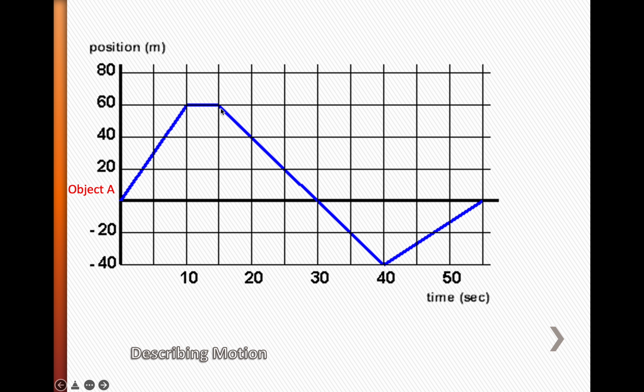So our change in position is negative 100 meters. That's negative 40 minus 60. And all that is divided by 25 seconds. Why? Because I start this interval at 15 seconds and I end at 40 seconds. So I could use that to calculate the velocity. And here I would have a positive velocity because I've got a positive slope.